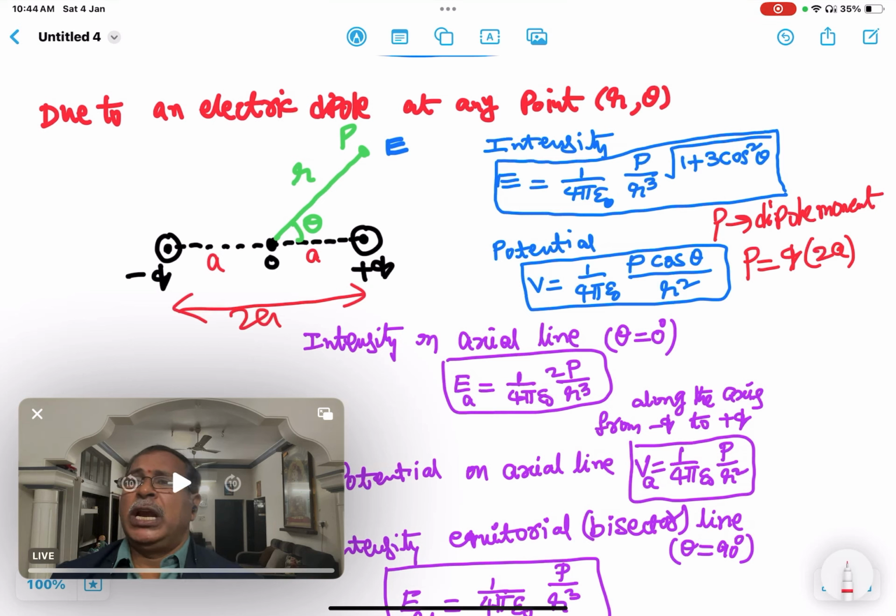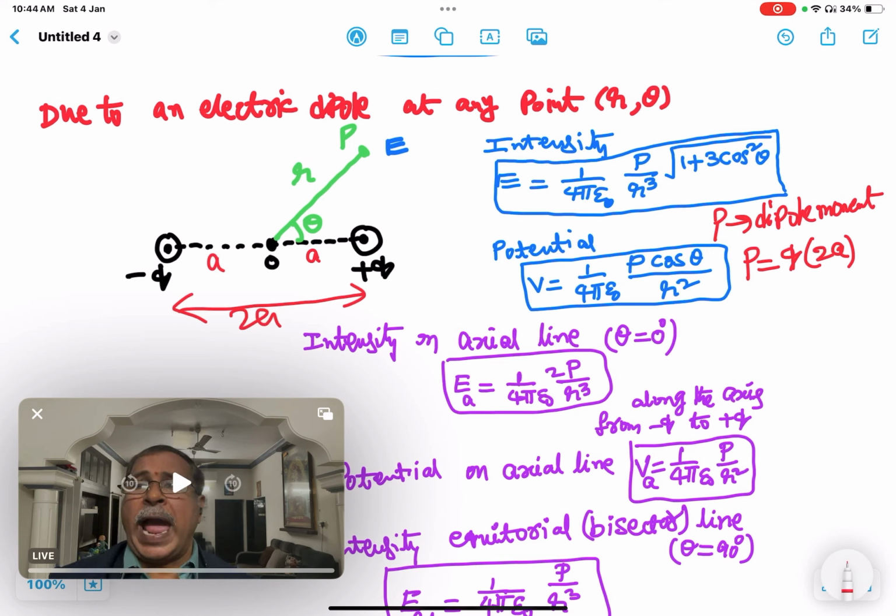Potential also is 1 by 4 pi epsilon naught P cos theta by R square. So if they give the angle and distance, you can substitute. The charge and the length of the dipole they will also mention. So you can calculate the dipole moment separately and substitute there, and you will get the formula.